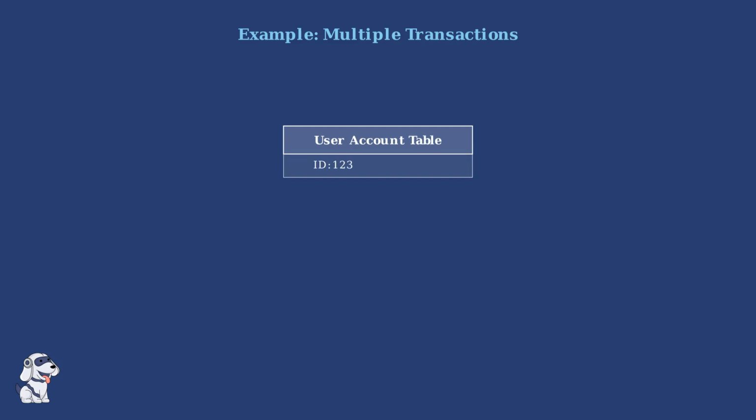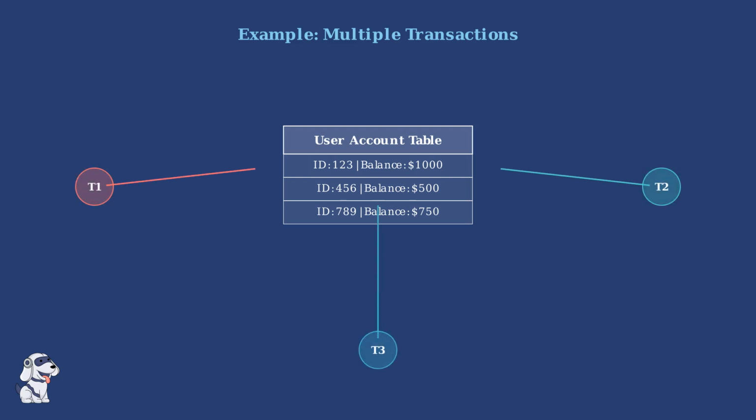Let's look at a practical example. Here we have a user account table in our database. Each row represents a user account with their balance information. Now imagine 3 different transactions all trying to access the same user account at the exact same time. Transaction 1 wants to withdraw money, Transaction 2 wants to deposit money, and Transaction 3 wants to check the balance. When this happens, the database system must lock the resource to prevent data corruption. Only one transaction can access the row at a time, while the others must wait in line.